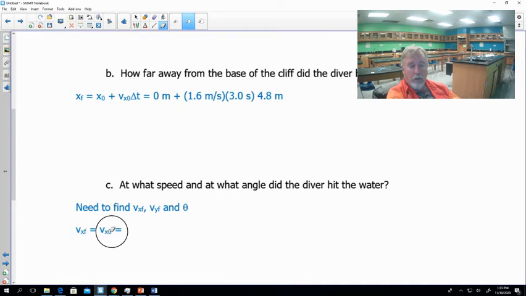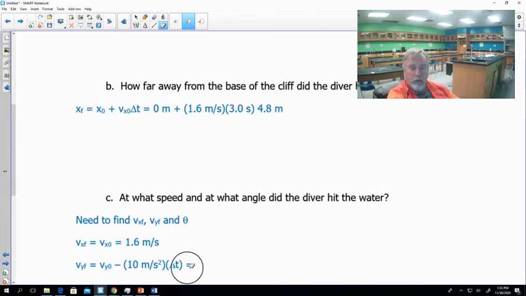Well, the first part is we know that Vxf is equal to Vx0 because we don't have any acceleration. And we were told that our Vx0 was 1.6 meters per second. So our final velocity in the x direction is pretty simple, right? It doesn't change. How about our y direction? If we look at this equation for our y equation, I just wrote down what we had in the front page: Vyf equals negative 10 meters per second squared times delta t. Well, we were told that our delta t was 3 seconds, so let's plug that in. And we know that our final velocity in the y direction is negative 30 meters per second.